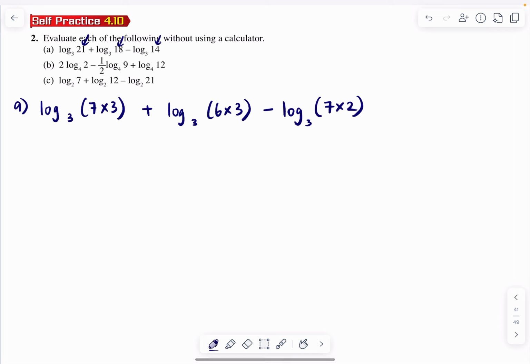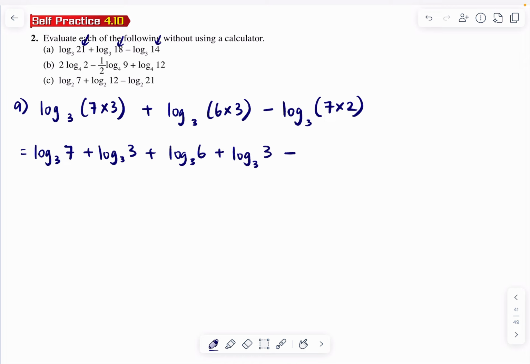Now we can separate it. Times here we can make into plus. All these times we can make into plus. So I can say log 3 7 plus log 3 3 plus log 3 6 plus log 3 3 minus log 3 7 plus log 3 2. It's minus, so you have to use a bracket here, minus the whole thing.